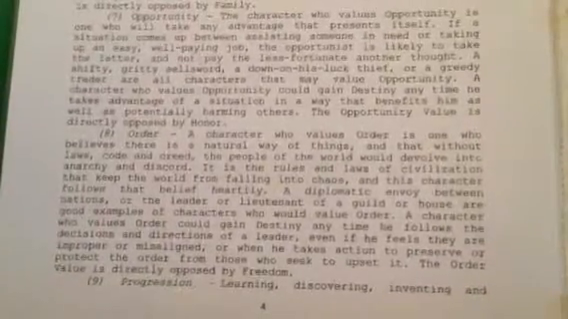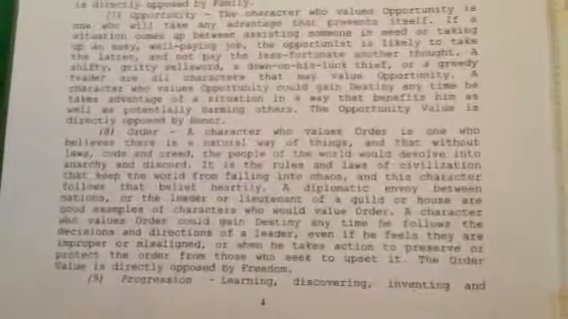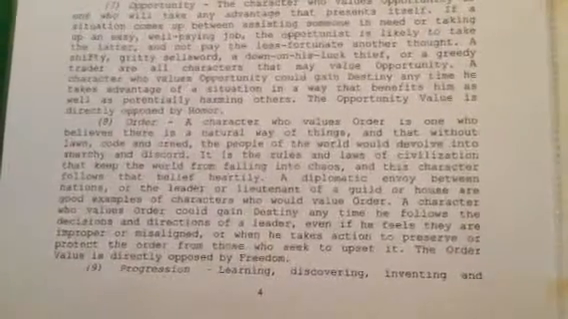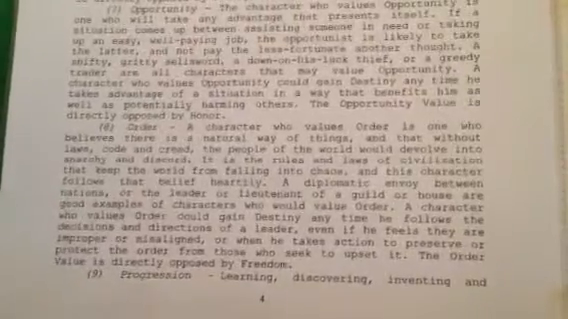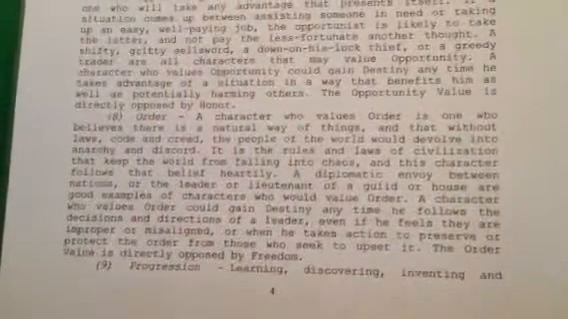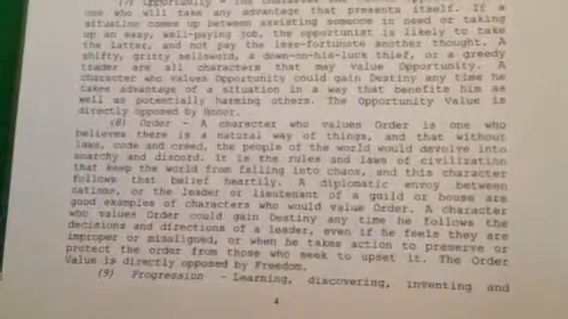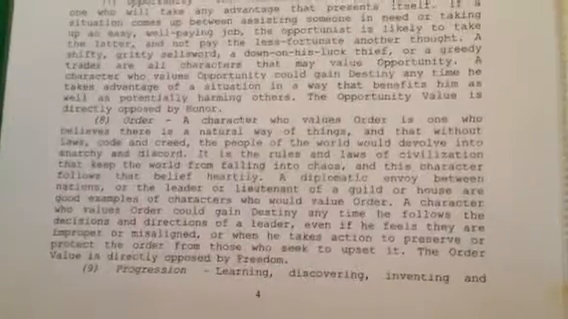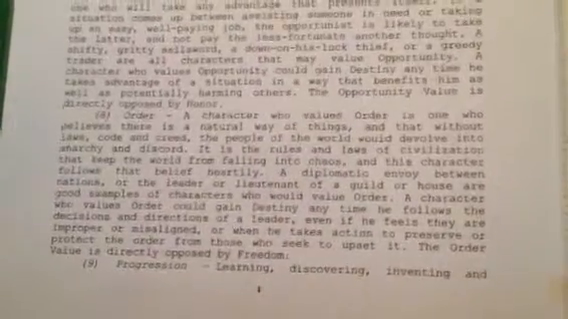Order is the value that opposes freedom. Now, this doesn't mean that people who value order are all about slavery and servitude and stuff like that. What this means is that freedom is about seeking to get away from order and social structure and that sort of thing, whereas order is all about seeking to uphold social structure and established rules and laws and reigns, that sort of thing. Creeds, codes is what's listed here. People of the world would devolve into anarchy and discord without their laws and codes, according to a character who values order. So you can't have both order and freedom, but you can have one or the other.